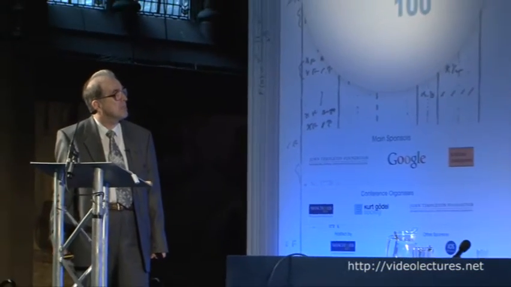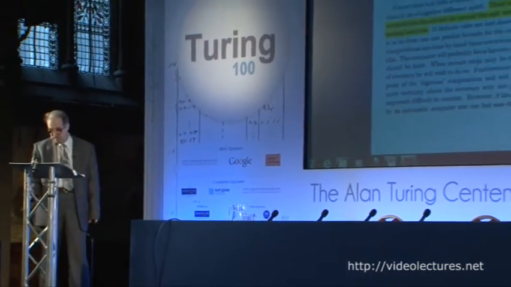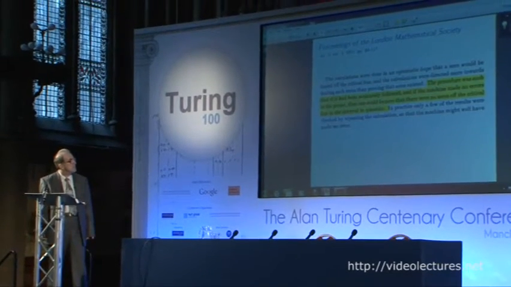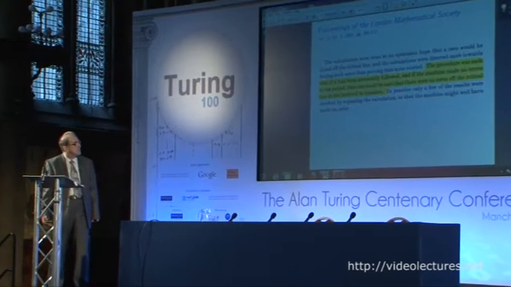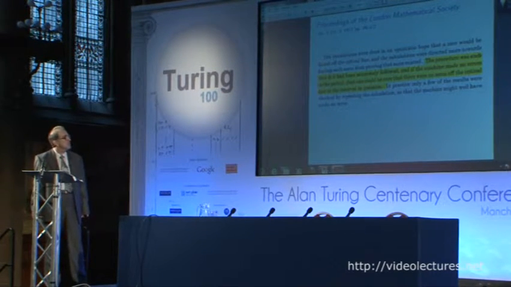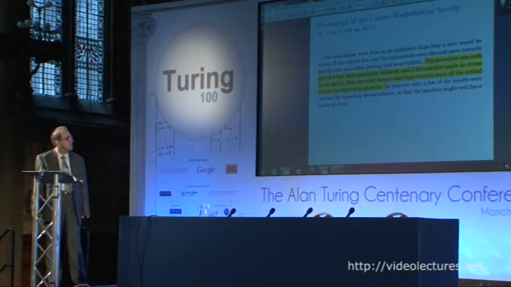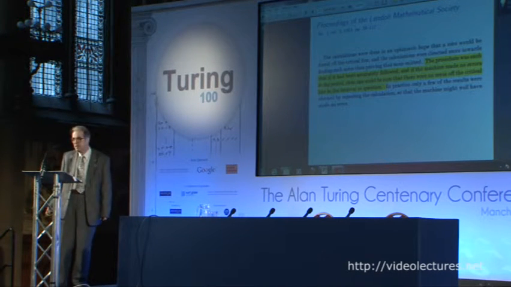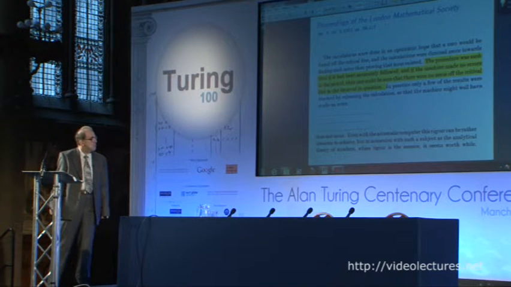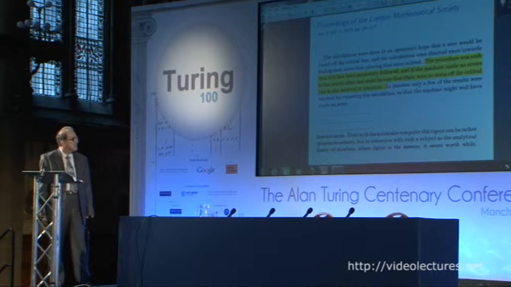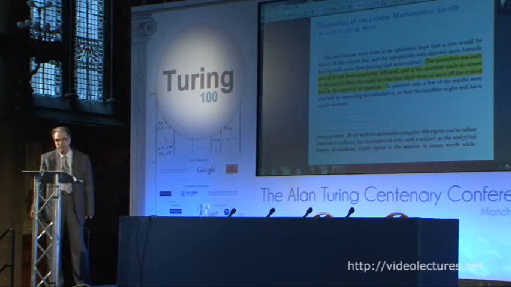Turing wrote, "There is no reason in principle why computation should not be carried through with the rigor usual in mathematical analysis. The procedure was such that if it had been accurately followed, and if the machine made no errors in the period, then one could be sure that there were no zeros off the critical line in the interval in question." Even with the atomic computer, this rigor can be rather tiresome to achieve, but in connection with such a subject as the analytical theory of numbers, where rigor is the essence, it seems worthwhile.